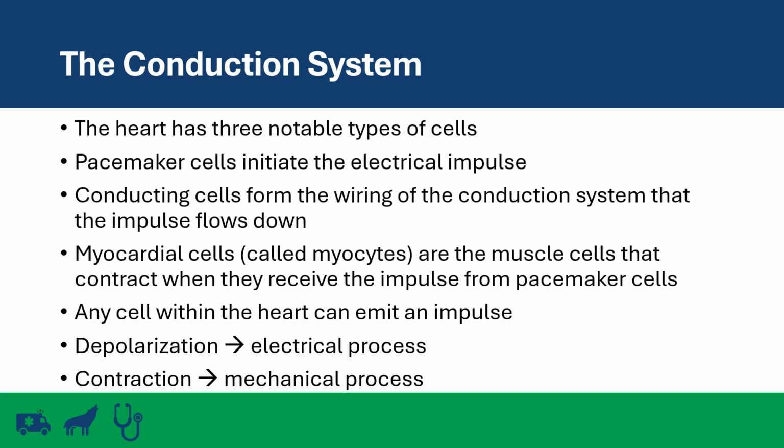Now, an important thing to note when learning the conduction system is that any cell within the heart can emit an impulse. This is a term called automaticity that you may read about in your textbook. So even though the heart has a normal conduction system or a wiring system, sometimes another random cell within the heart can emit an impulse that causes a beat.